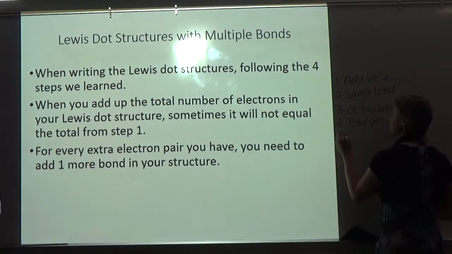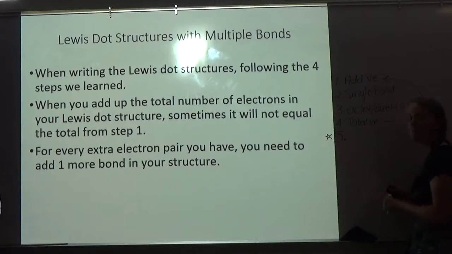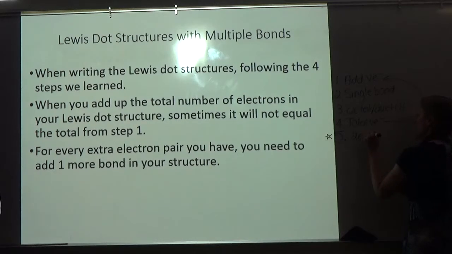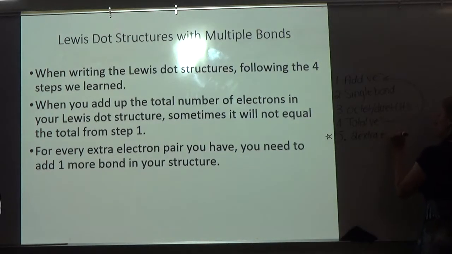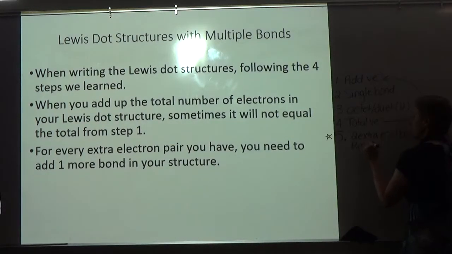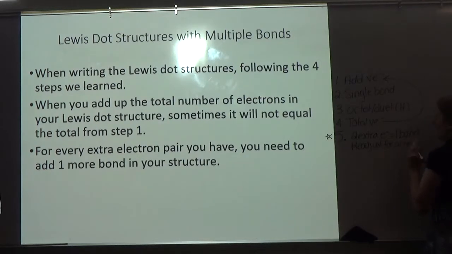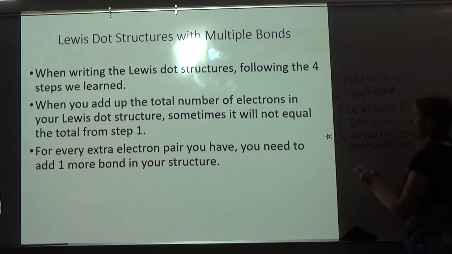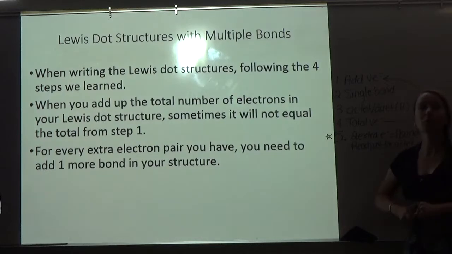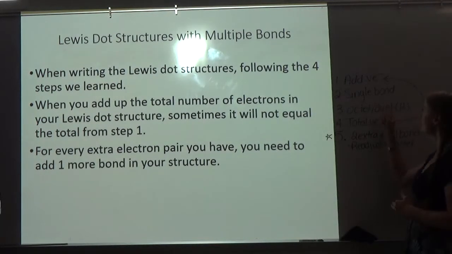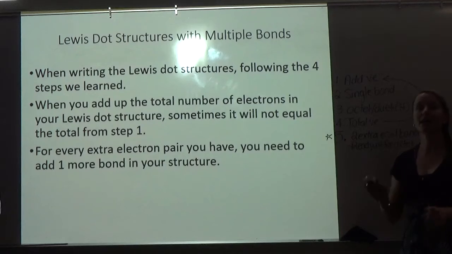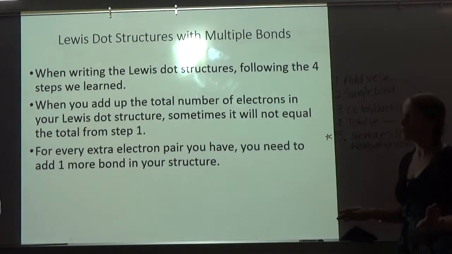So I'm going to put that as a step 5, but I'm going to put a star by it, because we don't always need it. We only need it if our total is incorrect. Every 2 extra electrons equals 1 bond. And then don't forget to readjust for octet. That's an important part. Readjust for the octet, because remember, when you're done, hydrogen needs to follow the duet rule. Everything else has to follow the octet rule when you're done with your structure.